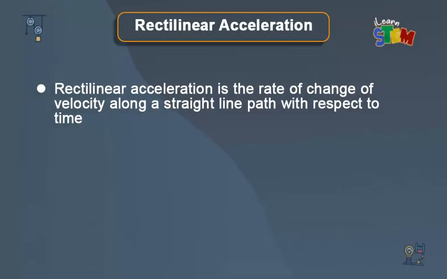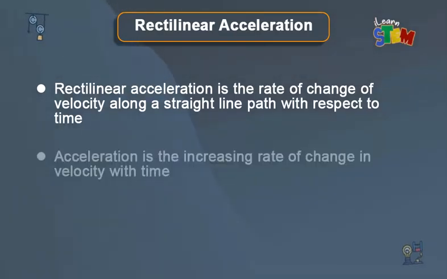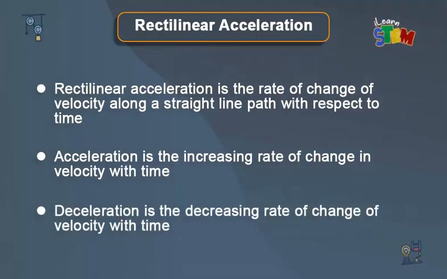The term rectilinear acceleration means the rate of change of velocity along a straight line path with respect to time. When the velocity of an object changes, it could be said to accelerate or decelerate. Acceleration is defined as the increasing rate of change in velocity with time. It is commonly referred to as positive acceleration. Deceleration, on the other hand, is defined as the decreasing rate of change of velocity with time. It is also called retardation or negative acceleration.